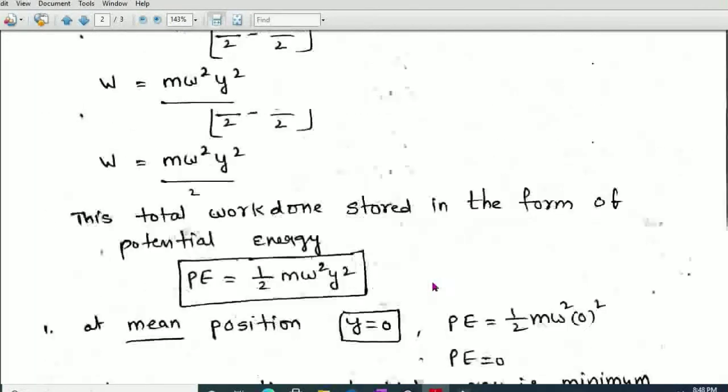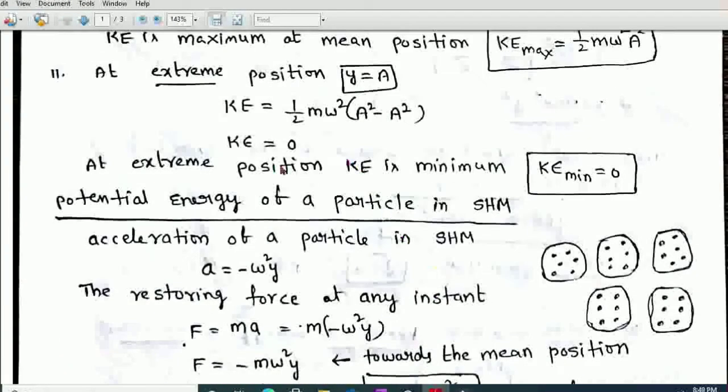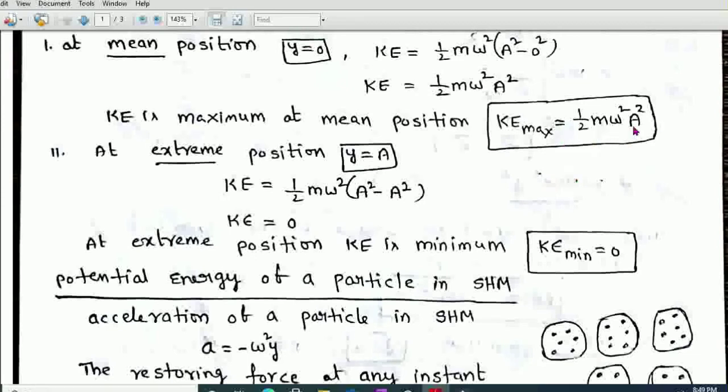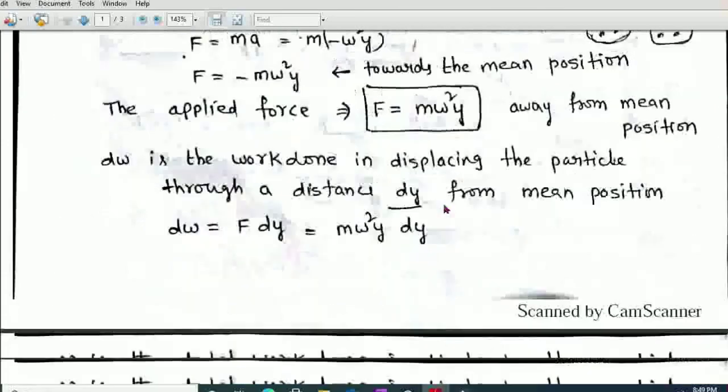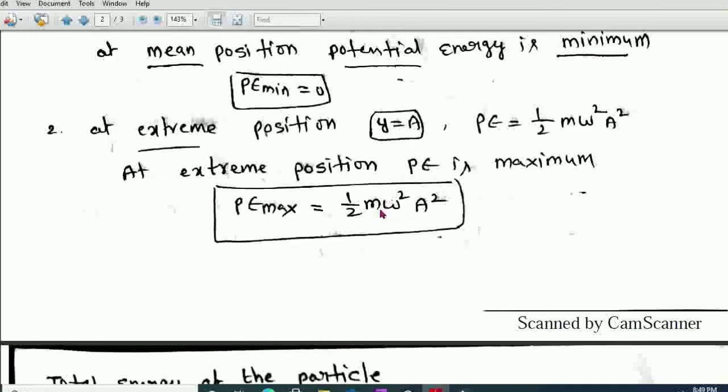So if you observe here, in case of kinetic energy, the maximum kinetic energy is also half m omega square A square only. Maximum kinetic energy is half m omega square A square. Maximum potential energy is also half m omega square A square. So now let us discuss this later.